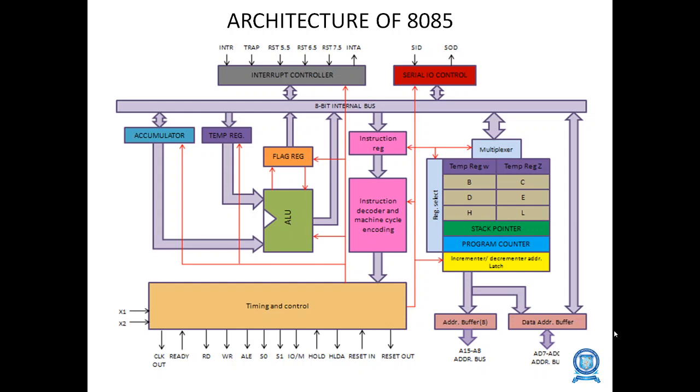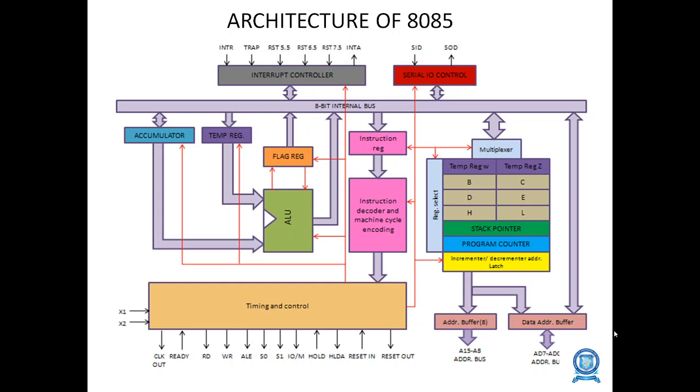And we have an accumulator which stores the data temporarily, and there is a temporary register which is connected to the ALU, and a flag register, then an instruction register set, to which the instruction decoder and machine cycle encoding is connected, and the symbol represents the movement of address and data in both directions.